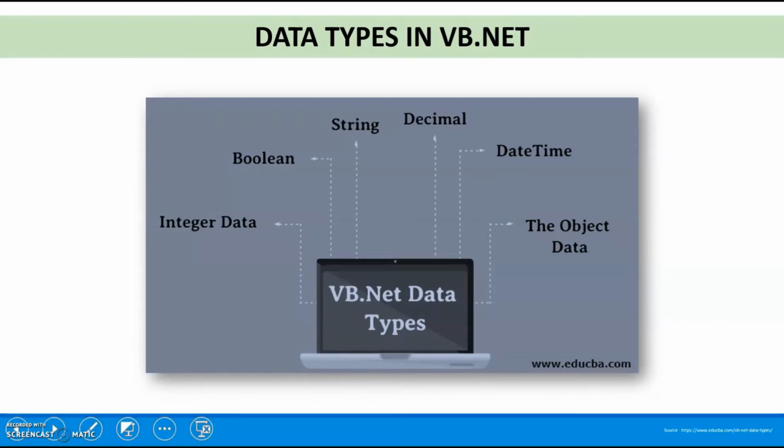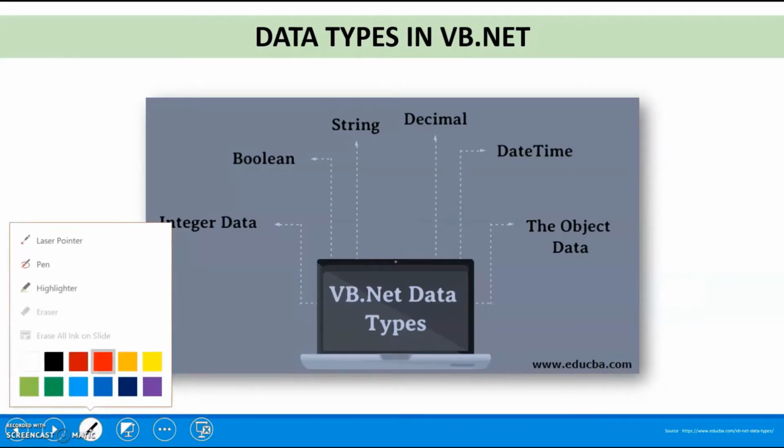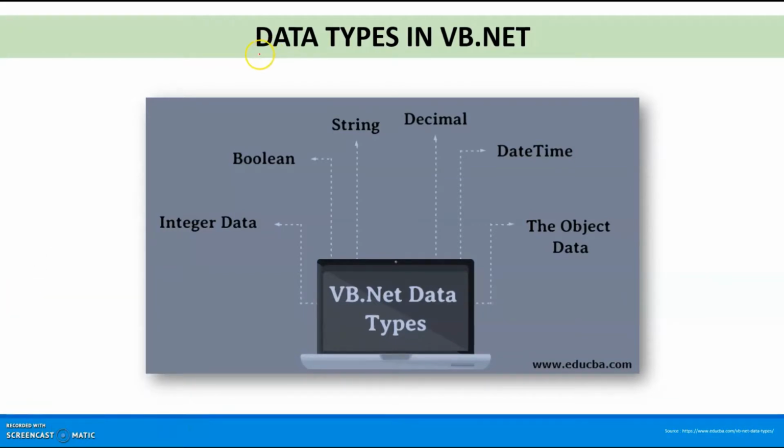From this session we will start about the data types in VB.NET. We have already studied many different programming languages like C, C++. So we are very much aware about the data types, right? But let's take a look at what types of data types we can use in VB.NET. So basically if we start with the data types, this term data types means what?